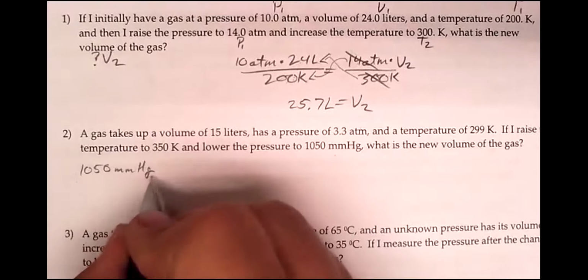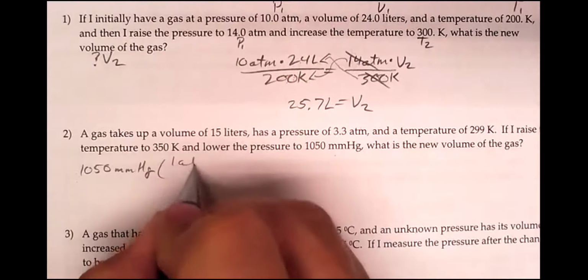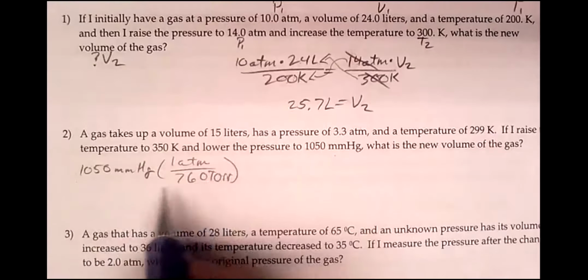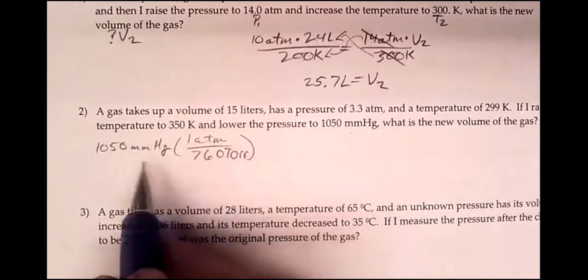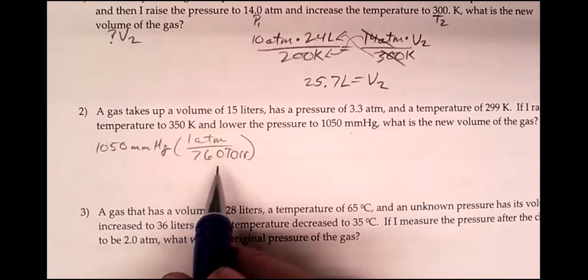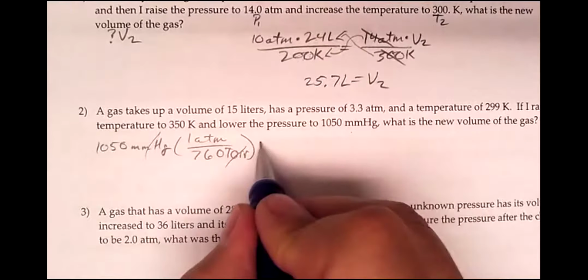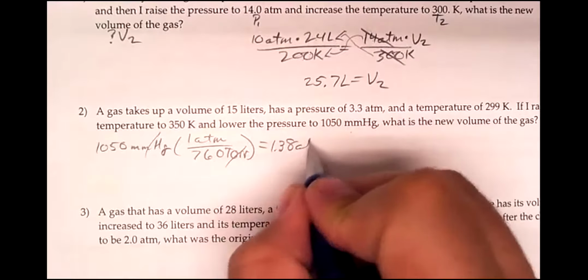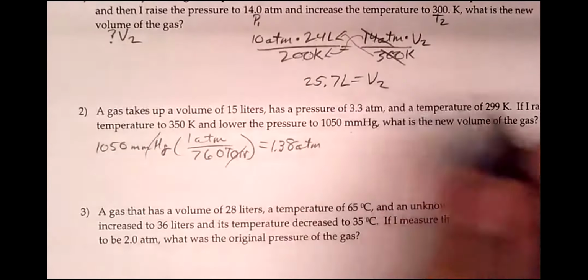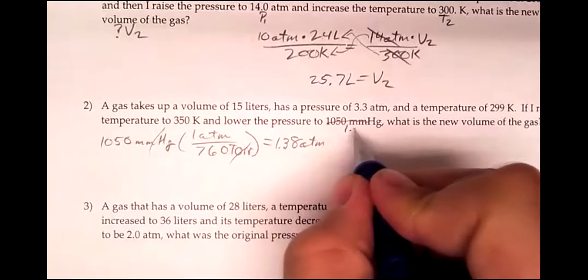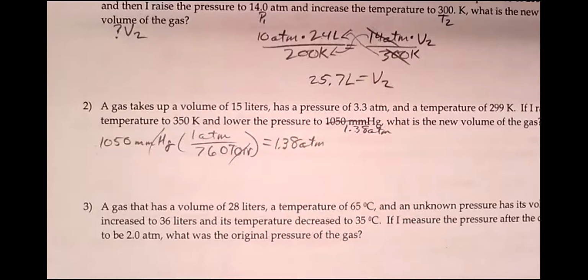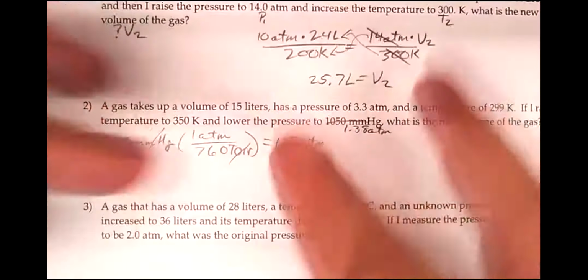So I'm going to do this. 1 atmosphere for every 760 torr. And remember, a torr is a millimeter of mercury. So that's not a contradiction. This really does cancel out like that. And I got 1.38 atmospheres. It's 1 standard Earth atmosphere at sea level on a normal day, whatever that is.